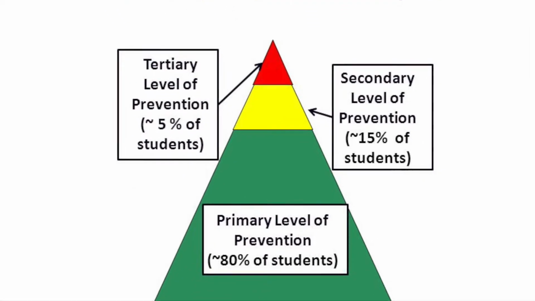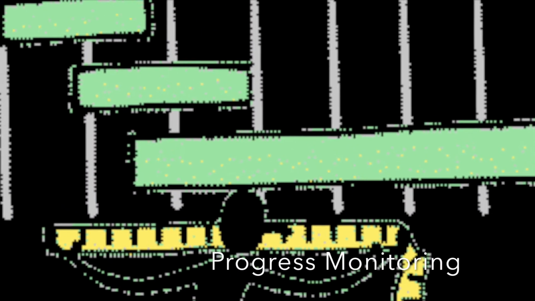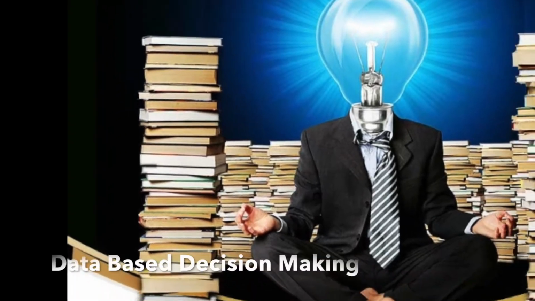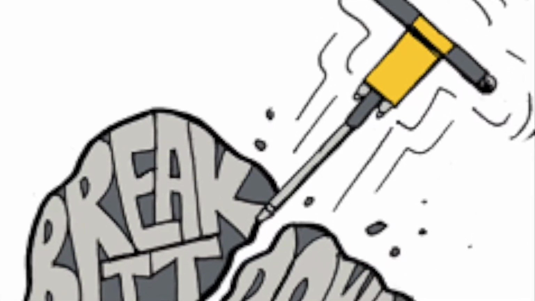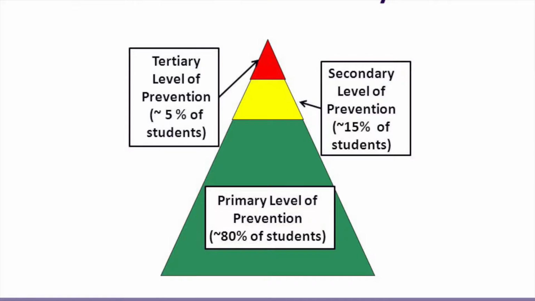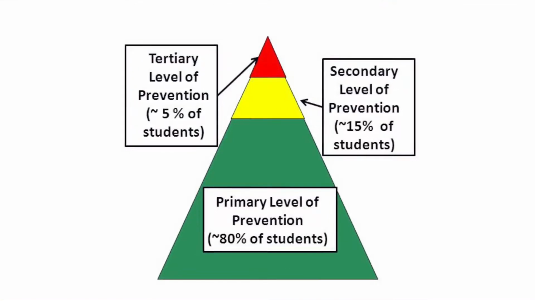1. Multi-level prevention system. 2. Universal screening. 3. Progress monitoring. And 4. Database decision making. So what will that look like at Udhailiyah School? Let's break it down. All right, so breaking it down to the essential component, multi-level prevention support.